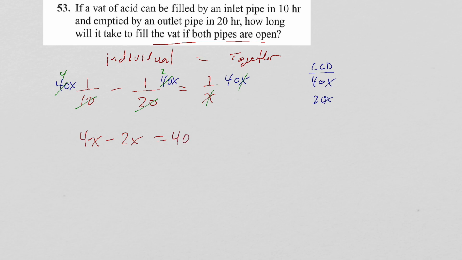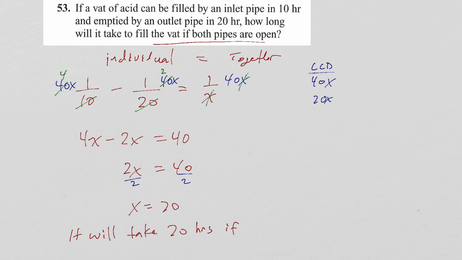So 4x minus 2x is 2x. And if I divide by 2, I get 20. So x will be 20. So it will take 20 hours if both pipes are open.